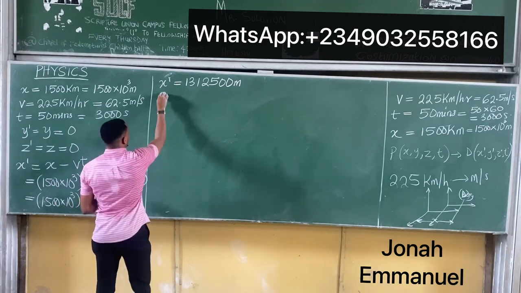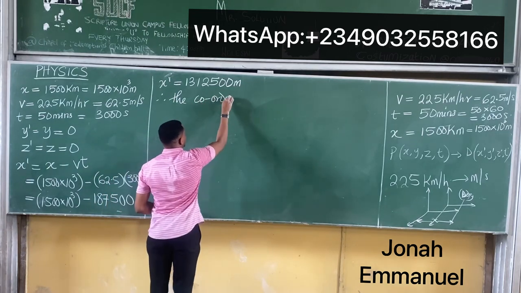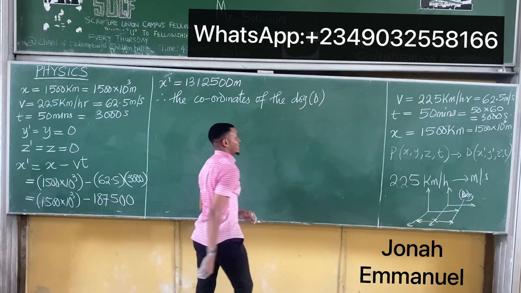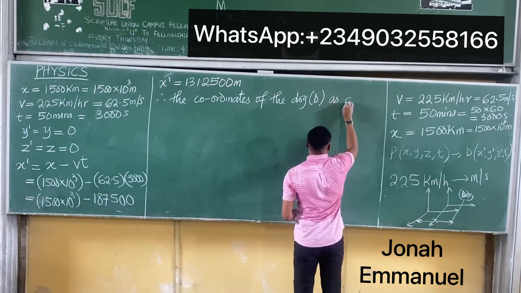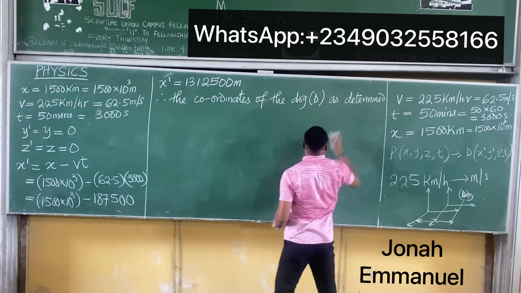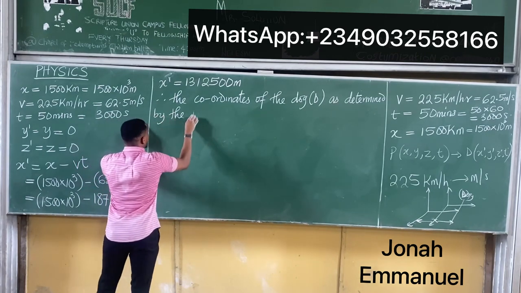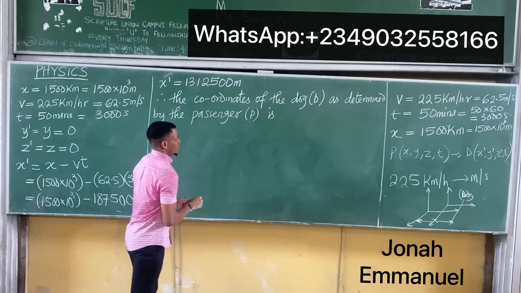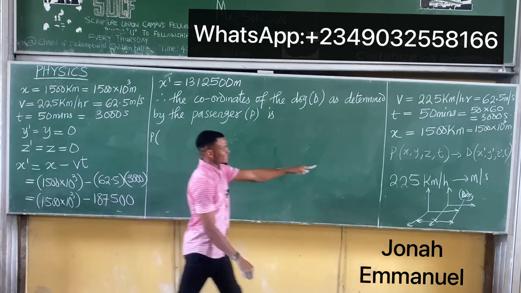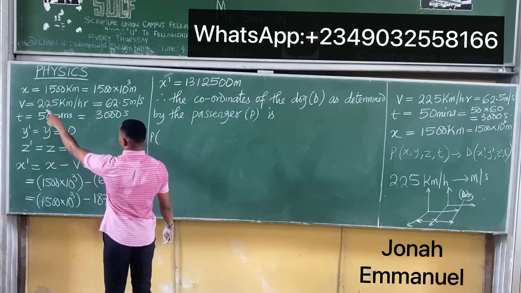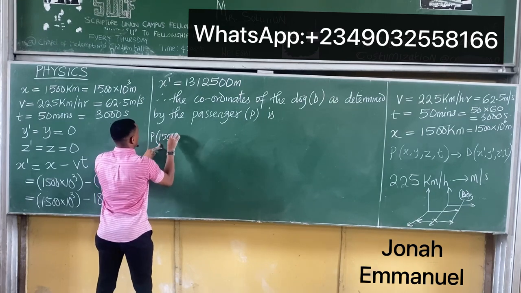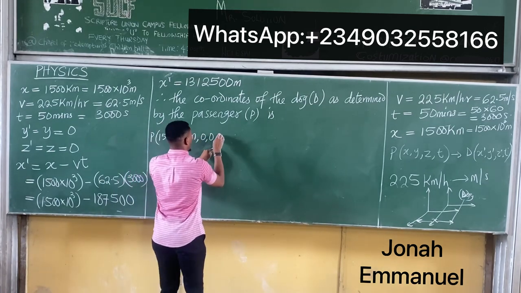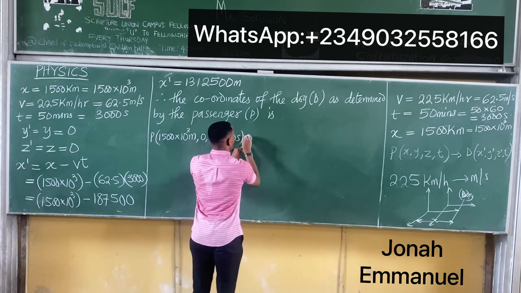All right. So therefore, the coordinates of the dog, I want to use D to represent dog, as determined by the passenger, that P is, so it becomes P. So P, we said, is X, Y, Z, T. Give me X again. 1500 times 10 to the power 3 meters. So X, what's Y? 0, Z, 0, T, 3000 seconds, to the dog D.